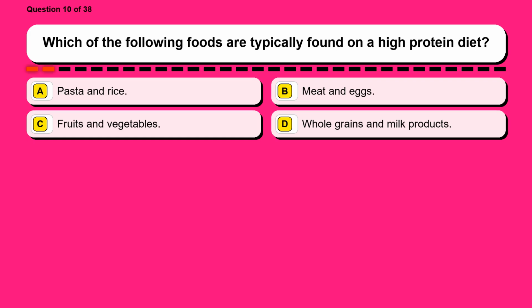Question 10. Which of the following foods are typically found on a high-protein diet? Option A, pasta and rice. Option B, meat and eggs. Option C, fruits and vegetables. Option D, whole grains and milk products.